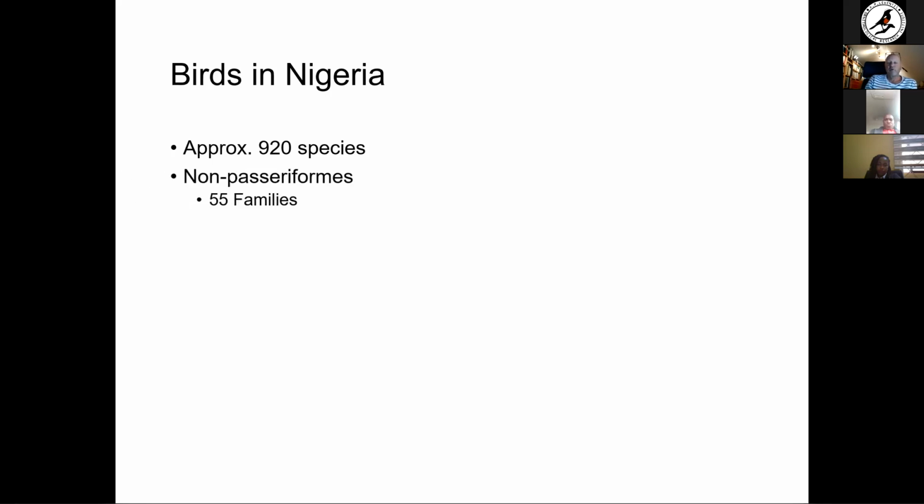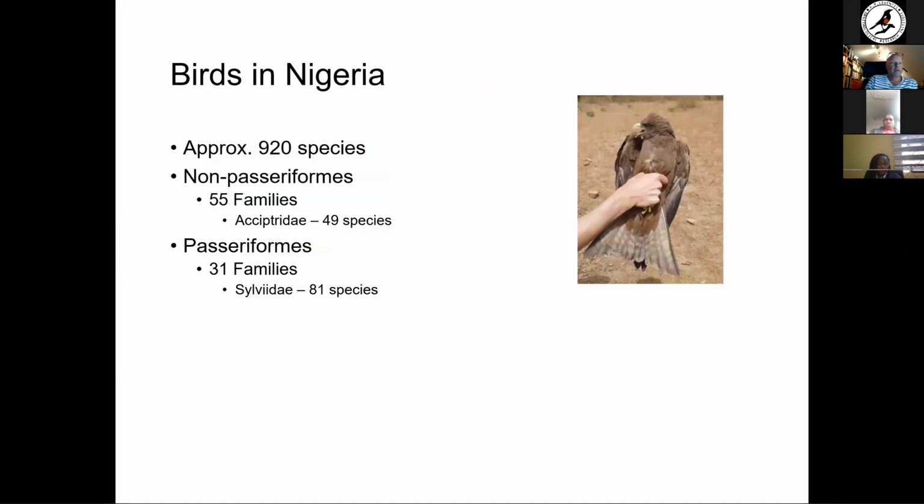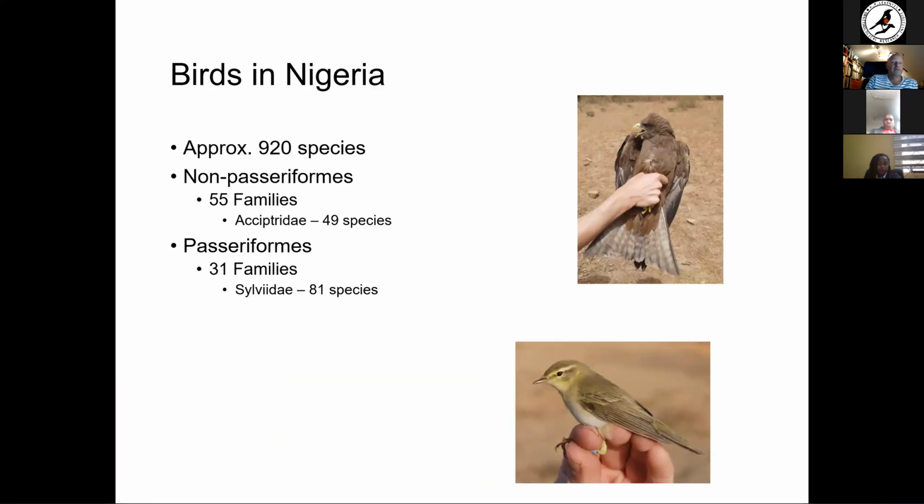And the non-passeriforms, we have 55 families of non-passeriforms. And the most species-rich family among the non-passeriforms is Accipitridae, which is the raptors, but not including the falcons, because they are in their own order now. Among the passeriforms, we have 31 families, where the Sylviidae, the warblers with 81 species, is the biggest grouping of birds. Here's Yellow-billed Kite as the representative of the non-passeriforms. And then a migrant warbler, the Willow Warbler.